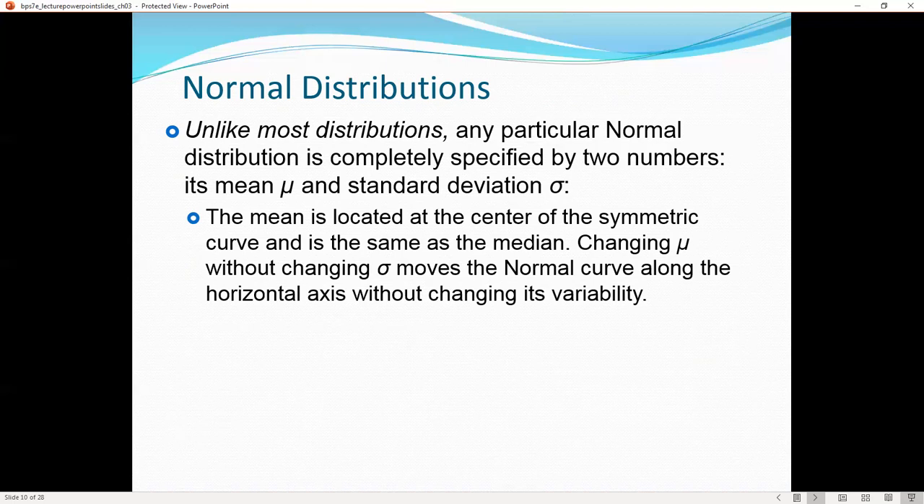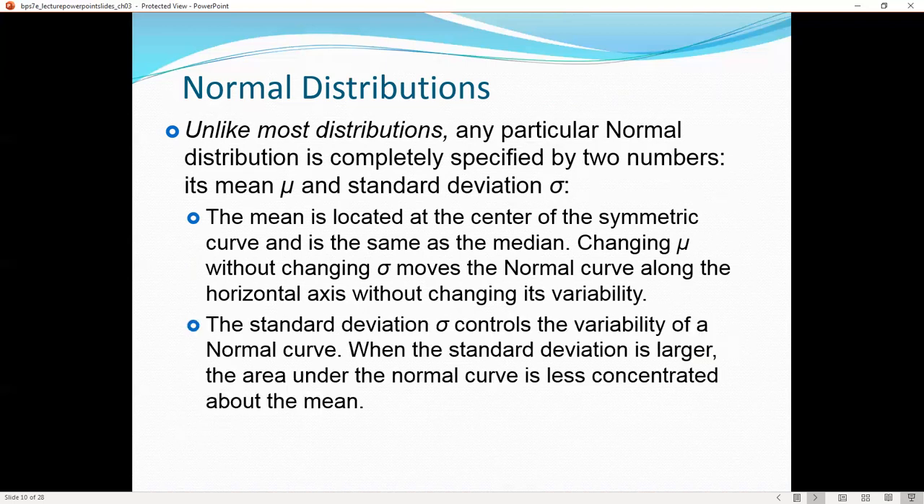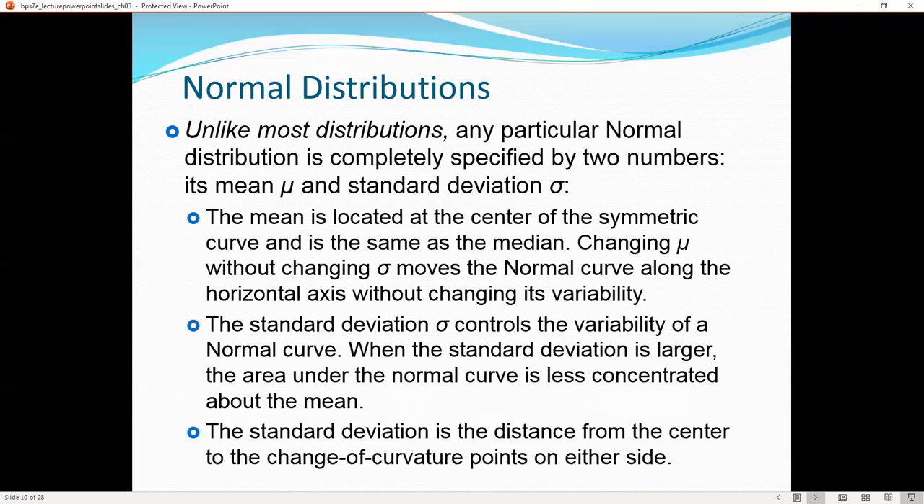Changing mu without changing sigma moves the normal curve along the horizontal axis without changing its variability. The standard deviation sigma controls the variability of a normal curve. When the standard deviation is larger, the area under the normal curve is less concentrated about the mean. The standard deviation is the distance from the center to the change of curvature points on either side.